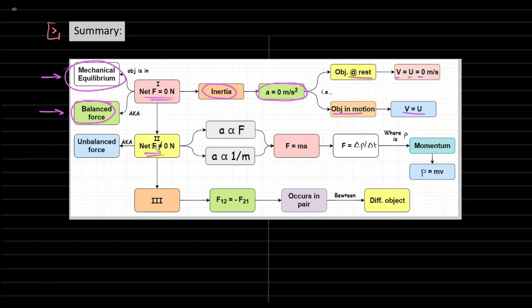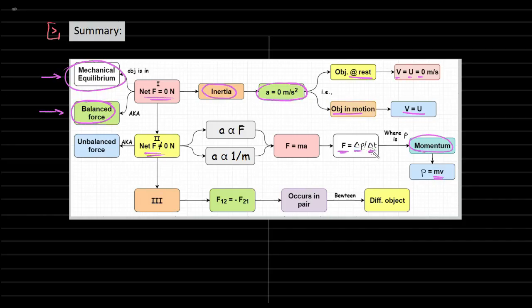Okay, the next thing. When the net force is not equal to 0, what happens? There will be a change in momentum. But what is momentum? Momentum is nothing but a product of mass and velocity. So the force that we apply, the unbalanced force, will result in a change in momentum.